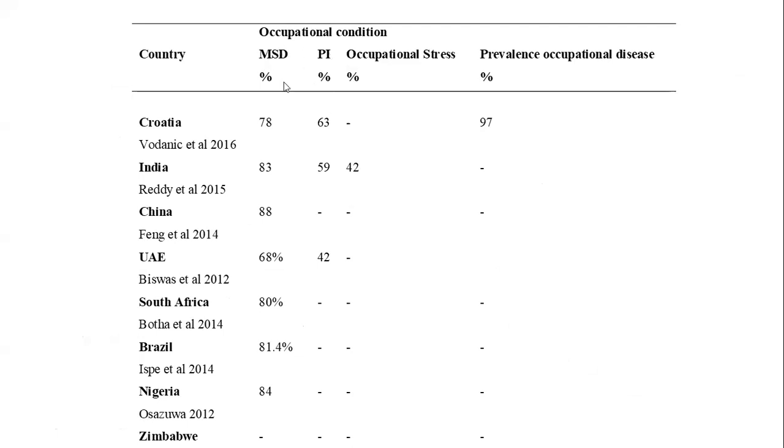Musculoskeletal diseases tend to be the most investigated area in terms of occupational health problems for dental professionals, and generally there are very high prevalence rates for those conditions. Percutaneous infections, again, lots of reports on that, and a lot of reports on occupational stress.